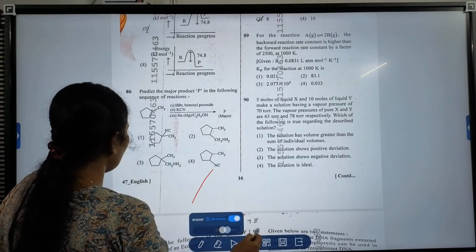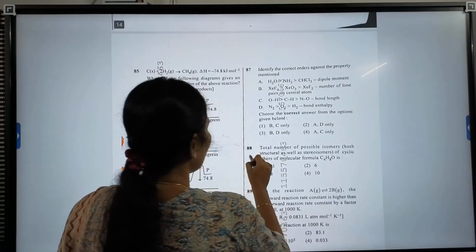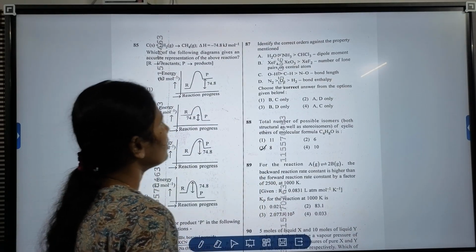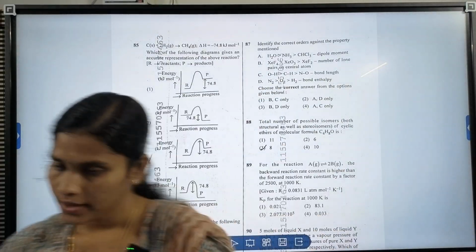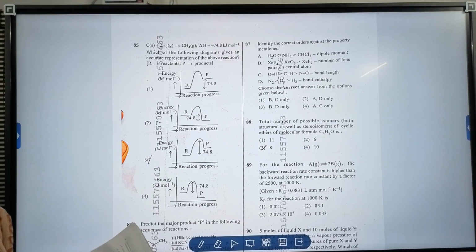Sorry. So, we are moving into the questions, like 87. Yeah, 87. So what is the question? Identify the correct orders against the property.